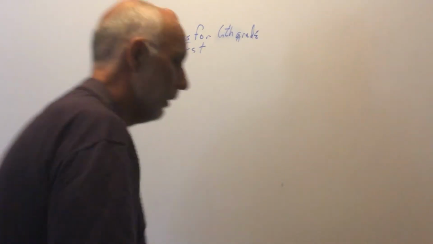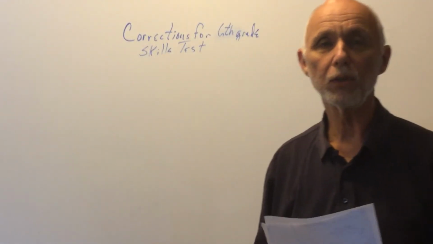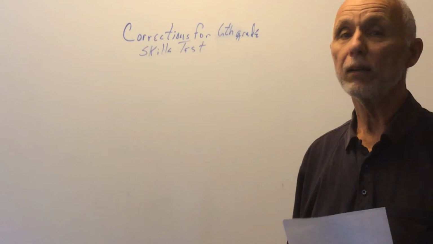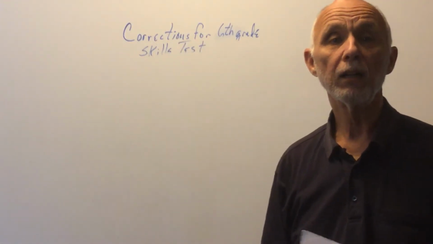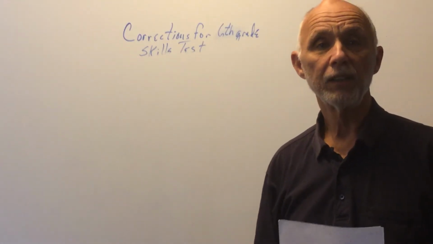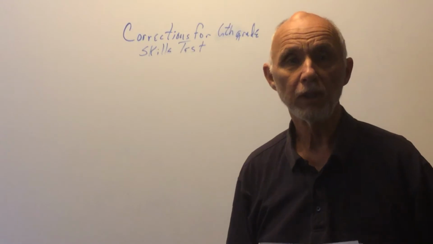All right, this is about the fourth time I'm trying to record this video, so I hope it goes through this time. I want to talk about corrections for the skills test on perimeter and area of polygons and on circumference and area of circles.